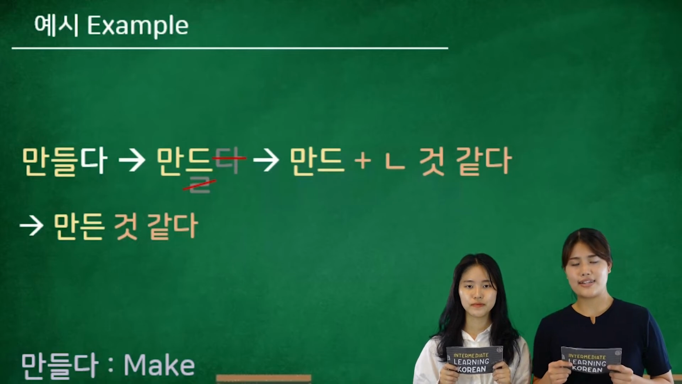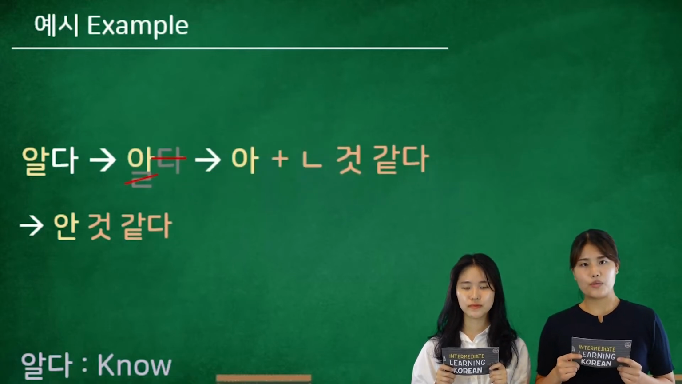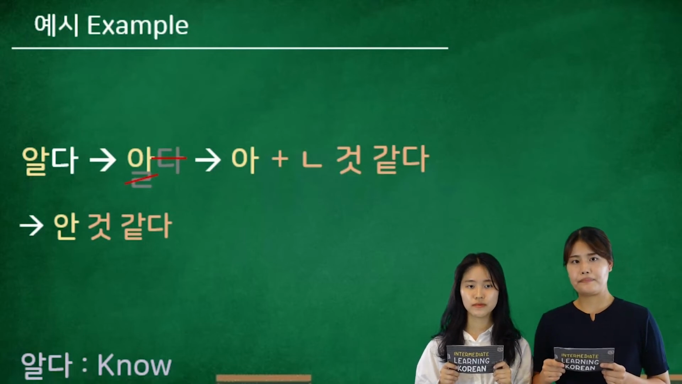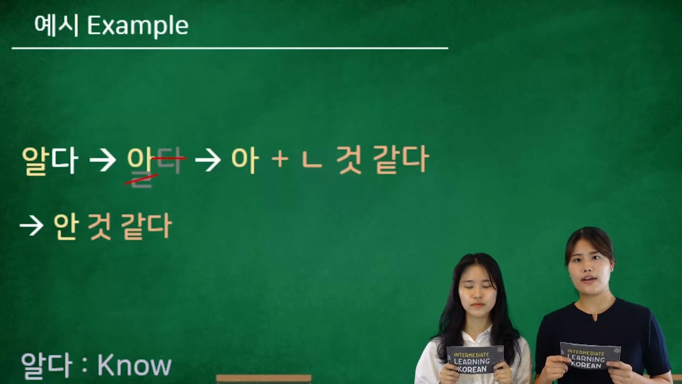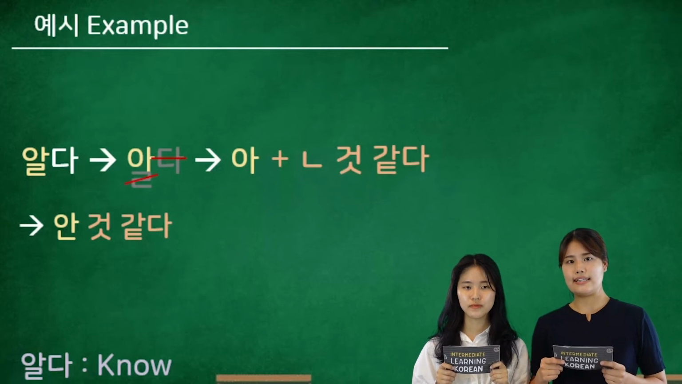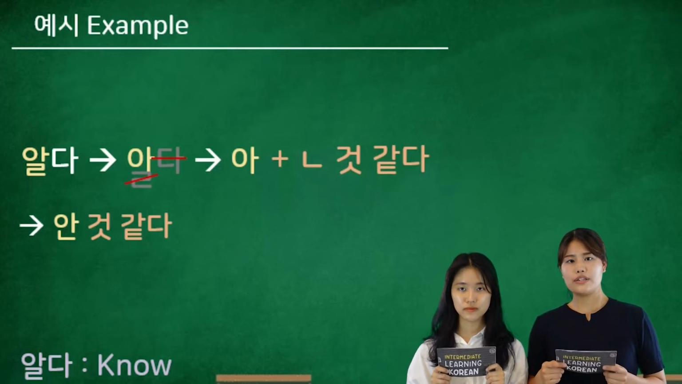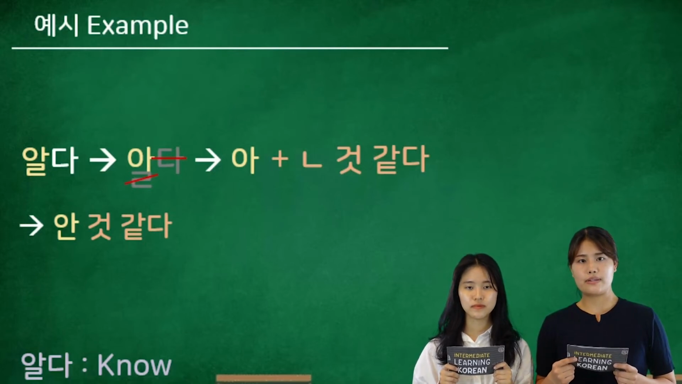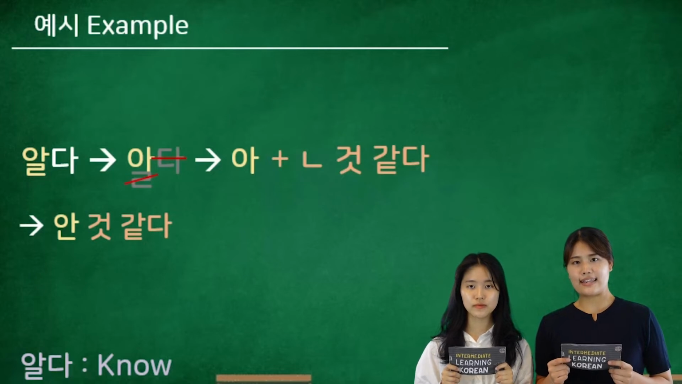Let's look at another example. When you see the verb 알다, first delete 다. Then you can see that the final consonant is 리을 in the stem of the verb. Then we can use 니은 것 같다 after it. So it becomes 안 것 같다.